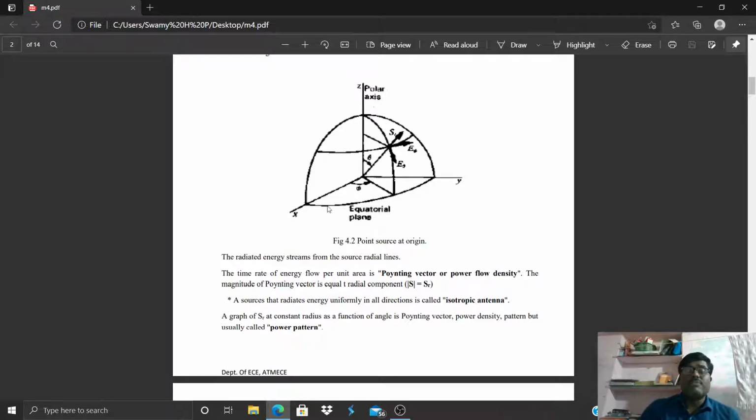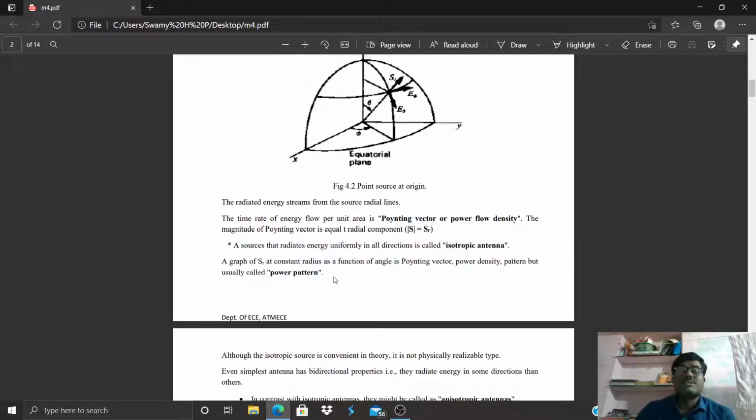The magnitude of the Poynting vector, that is the magnitude of S_r, is the power density magnitude S. Therefore, a point source which radiates energy uniformly in all directions is called an isotropic antenna.